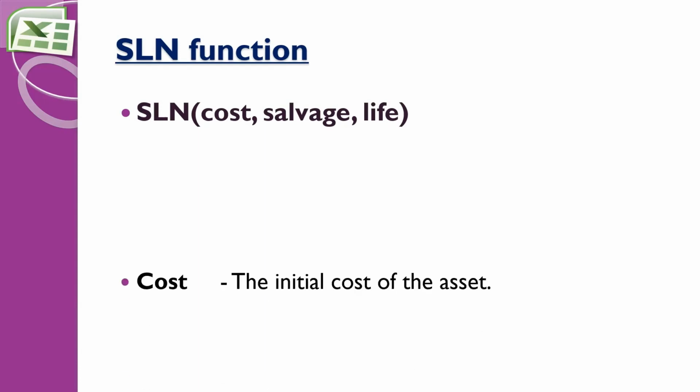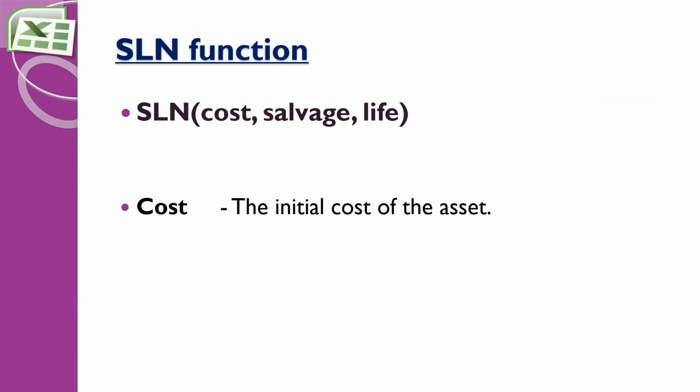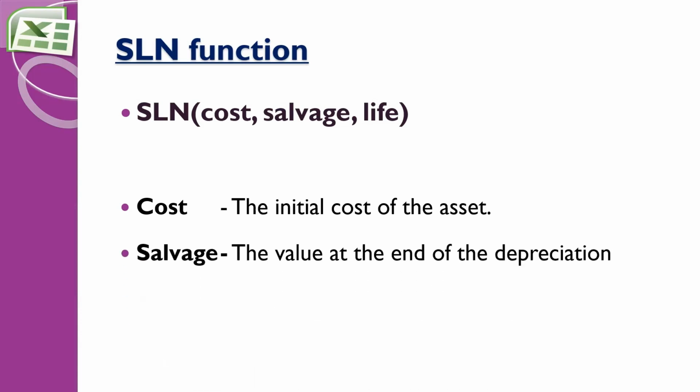Now let's see, Excel offers you the SLN function for that. The syntax for the SLN function is, first we have to put the cost, then the salvage value and life. Let's see, the cost means the initial cost of the asset. It can be the purchase price plus installation fees plus the other costs relating to the asset according to the standard. Then we have to put the salvage value.